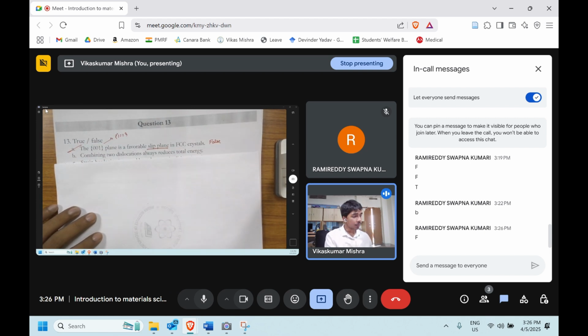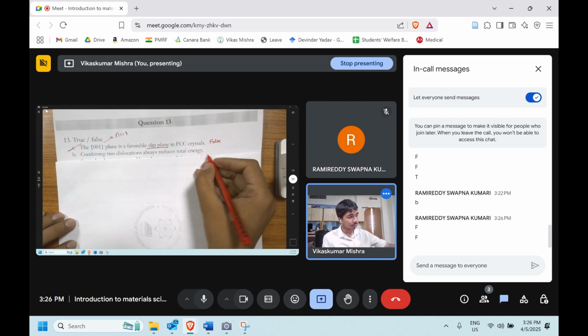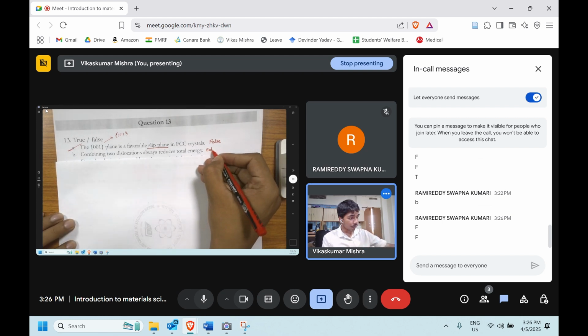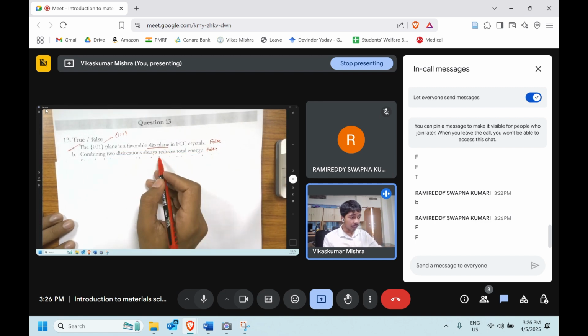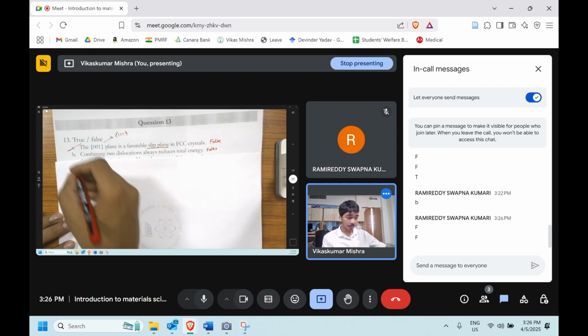Let's go to the next question. Combining two dislocations always reduces the total energy. Is it? If I have dislocations, those two are going to combine with each other. Will they always lead to a reduction in the total energy? False again. Instead of always, if it says may reduce the total energy, then it will be true.